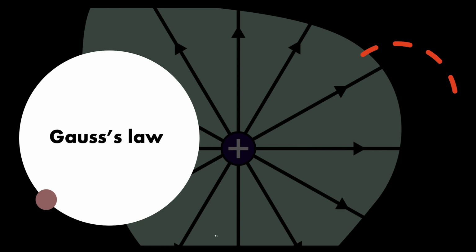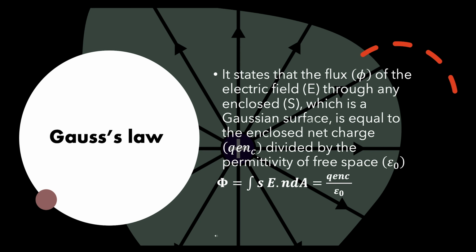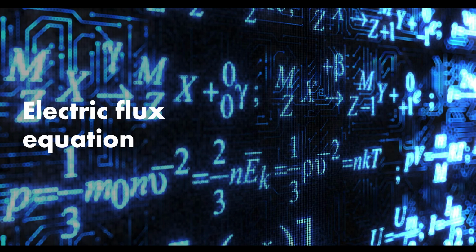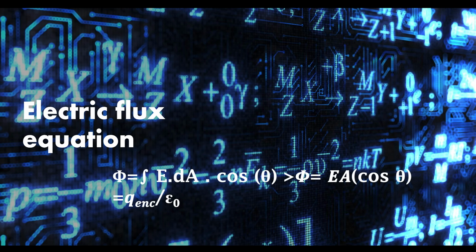Friedrich Gauss had a great contribution towards understanding the relationship between flux and charge. He came up with Gauss's law, which states that the flux of the electric field through an enclosed surface is equal to the enclosed net charge divided by the permittivity of free space. However, it is important to note that when the angle between the area vector and the electric field is 90 degrees, we have a net flux of 0.